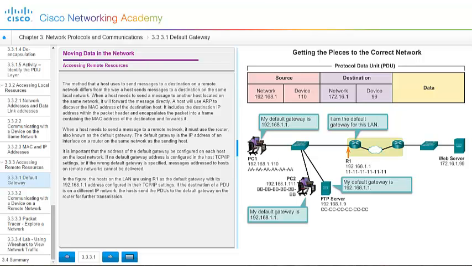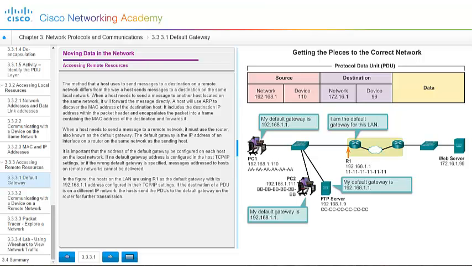When a host needs to send a message to a remote network, it must use the router, also known as the default gateway. And the default gateway is the IP address of an interface on a router on the same network as the sending host. Okay, so the sending host and the router's IP, or the interface, are on the same network. The router can have other interfaces on a different network.